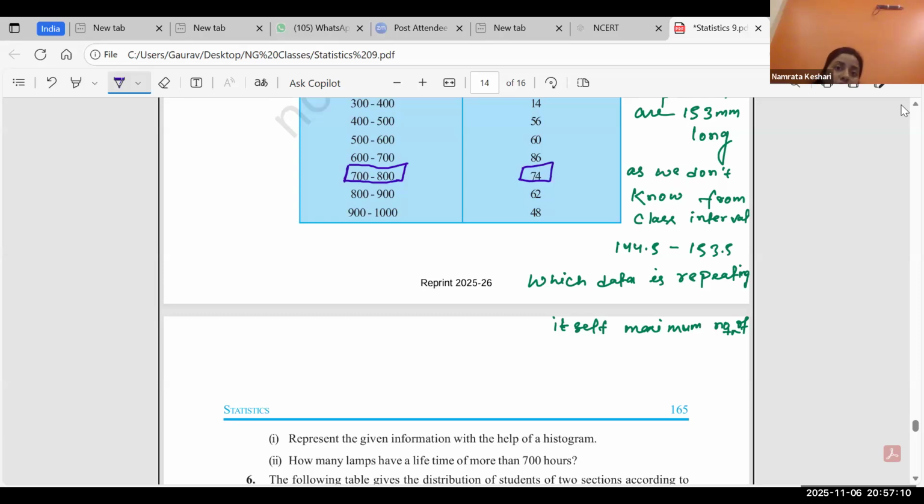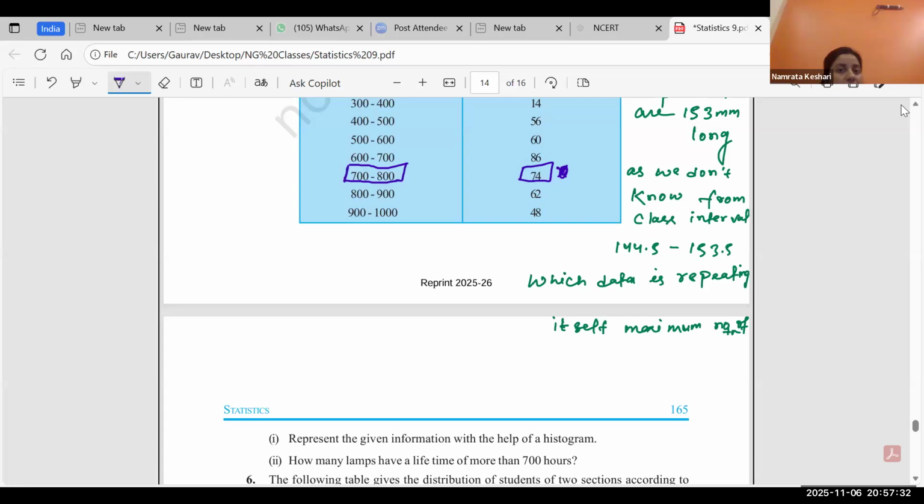Okay, so we have to take this class interval. If you are thinking, but 700 is also there, and the question says more than 700, so approximately we will be able to find. Here 700 is there, but more than 700 is also there. If I exclude this one, there will be a huge gap. So taking 2-3 extra lamps is completely fine.